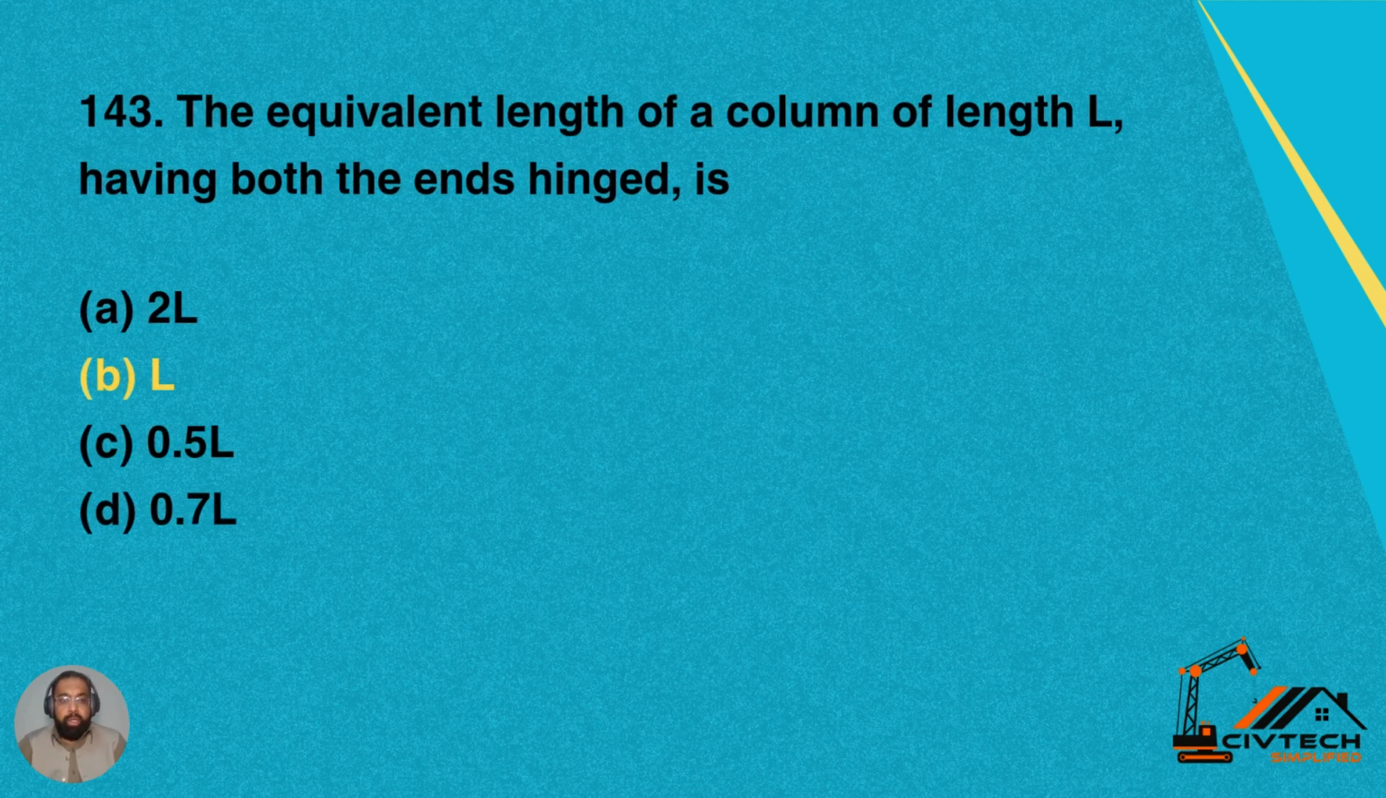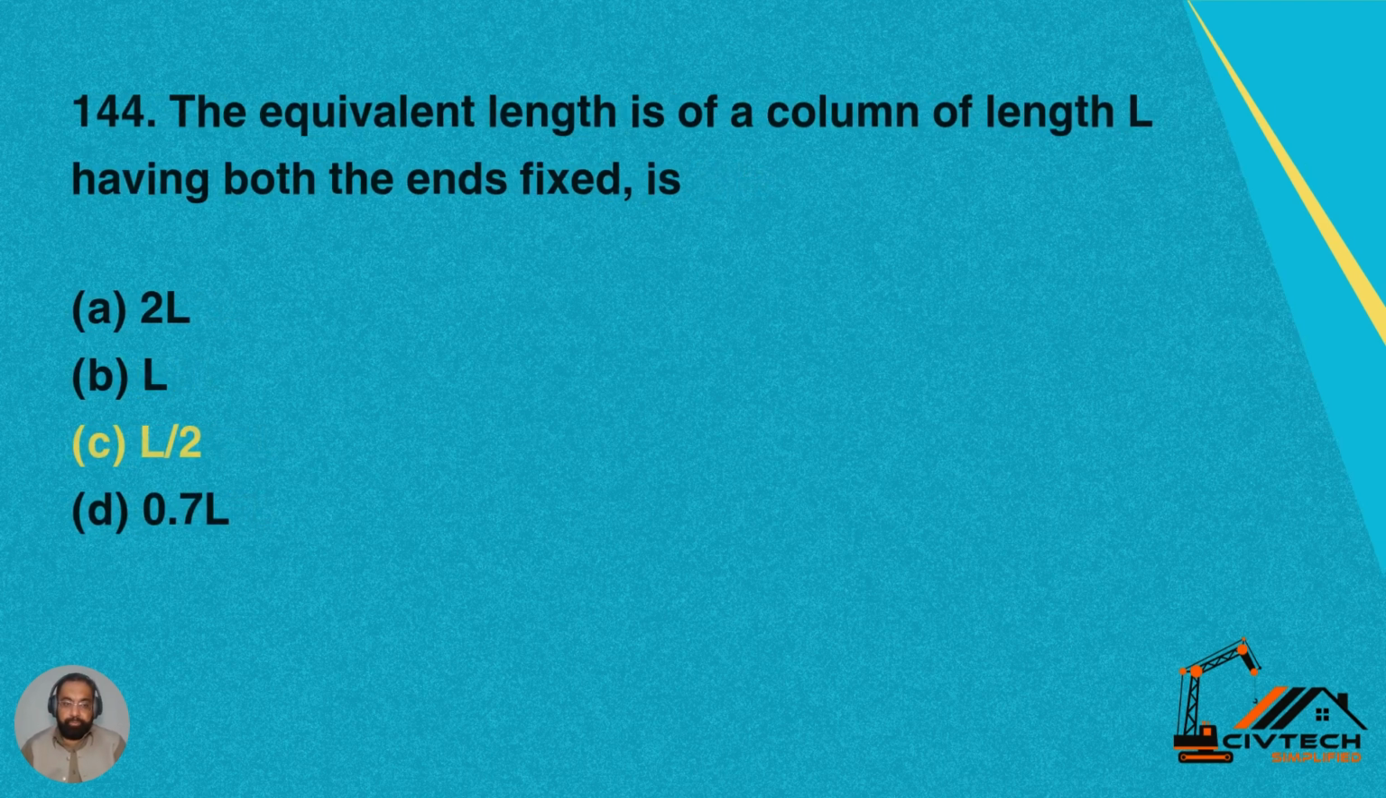143. The equivalent length of a column of length L having both ends hinged is: option A, 2L; option B, L; option C, 0.5L; and option D, 0.7L. So this answer is B, L. The equivalent length of a column of length L having both ends hinged is L.